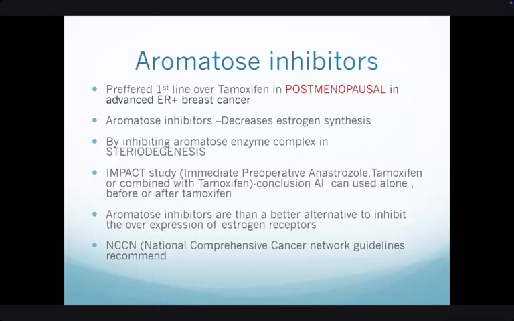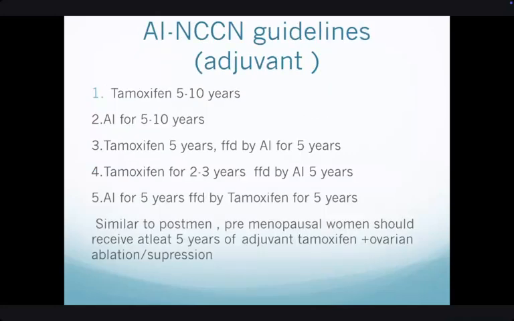The IMPACT study, which compared immediate pre-operative anastrozole, tamoxifen, or anastrozole combined with tamoxifen, concluded that aromatase inhibitors can be used alone, before or after tamoxifen. And aromatase inhibitors are a better alternative to inhibit the overexpression of estrogen receptors. Also, the National Comprehensive Cancer Network guidelines recommend that aromatase inhibitors can be used as adjunct therapy.